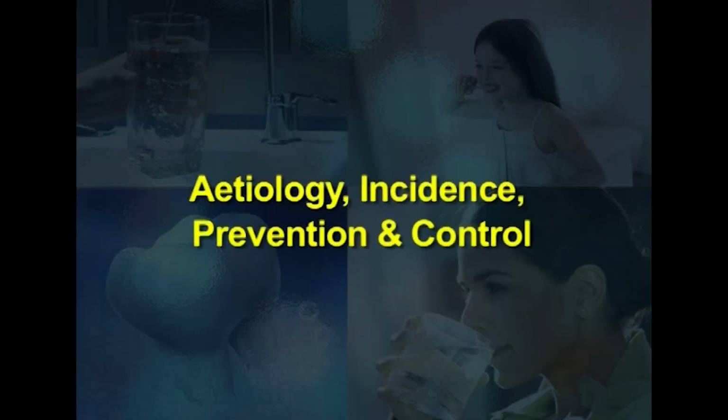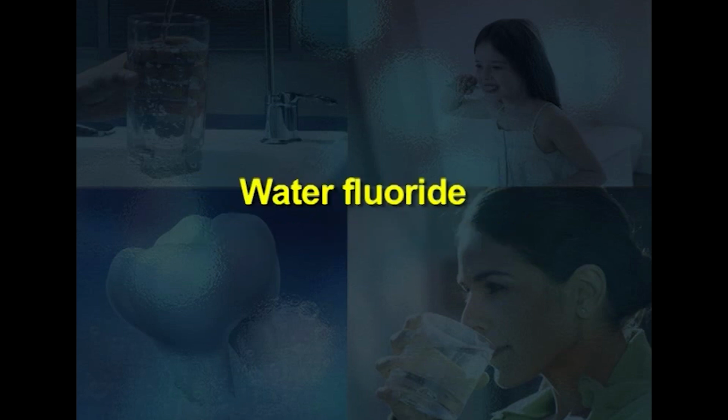Let us look into the etiology, incidence, prevention, and control. Water fluoride. Several epidemiological studies the world over reveal lack of direct correlation between fluoride content of water and the incidence as well as the severity of both dental and skeletal fluorosis. In American conditions, prolonged ingestion of water containing up to 8 ppm fluoride over 15 years or more did not cause skeletal fluorosis. On the other hand, in India and other countries, such high levels of fluoride in water leads to crippling skeletal fluorosis.